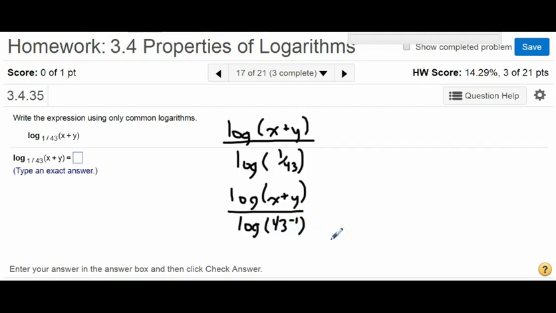Well, one of our properties with logarithms, though, allows us to take the exponent and bring that out front. So I can actually rewrite this as log of x plus y over negative log of 43.